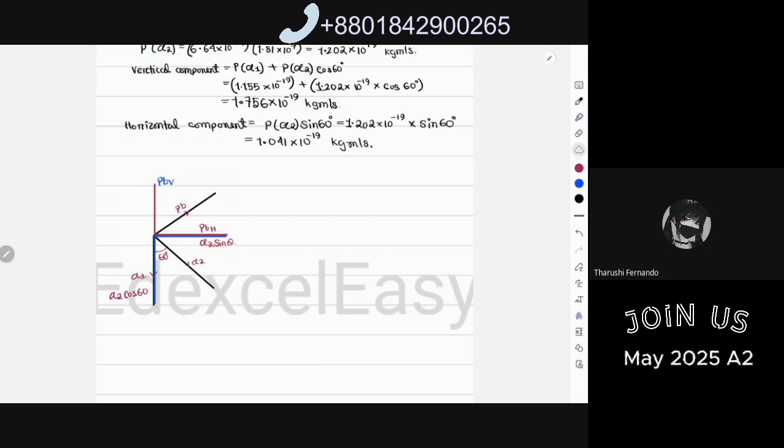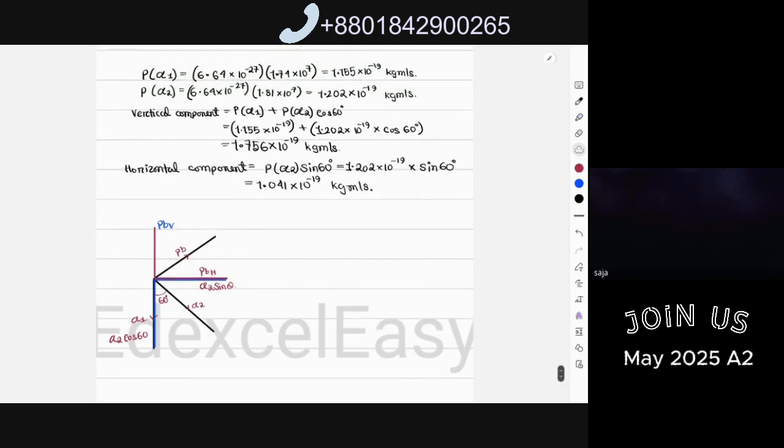Yes, Saza, if you have any question, please ask. I just want to clarify. So alpha 1, there's no component because it's acting downwards, right? It is acting entirely in the vertical plane.